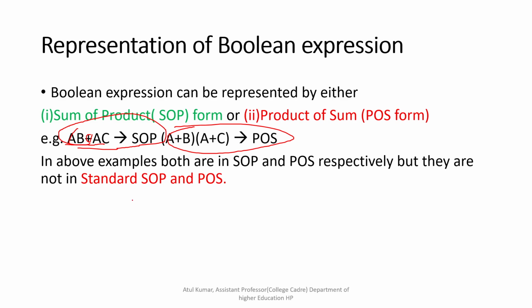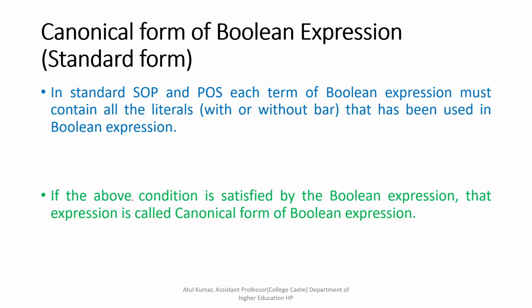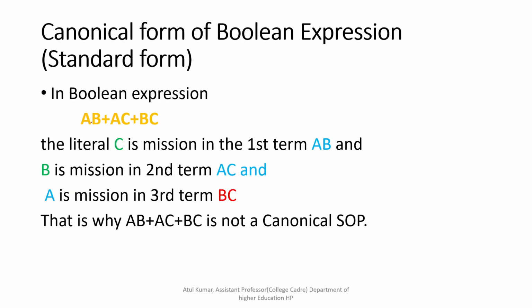So firstly we must know what standard SOP and POS are, that is sum of products and product of sums. In a standard form, all the literals, with or without bar, that have been used in the Boolean expression must be present in each term of the Boolean expression. For example, let us consider this Boolean expression. This is a sum of products form, and in this product form we have three variables: one is a, other is b, and other is c. So what is the definition of the standard form of a sum of products?